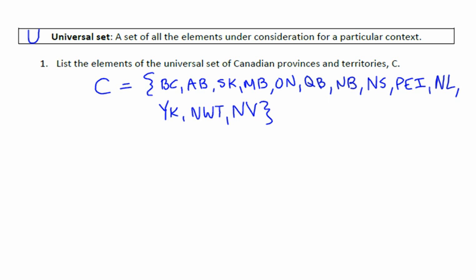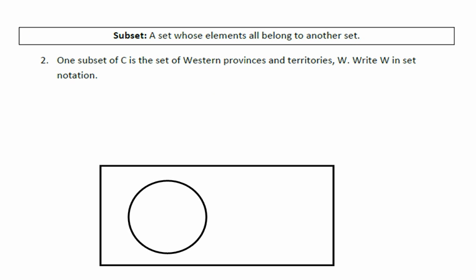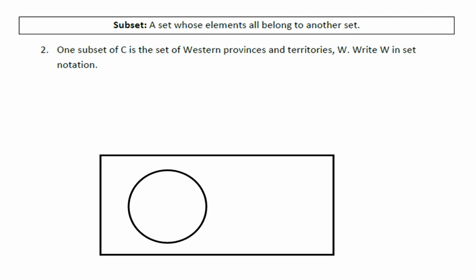So what's a subset? A subset is something that's inside of another set, where all those elements of the subset belong to some larger set. So subset, a set whose elements all belong to another set. One subset of Canada is Western provinces and territories. So we're going to list those.